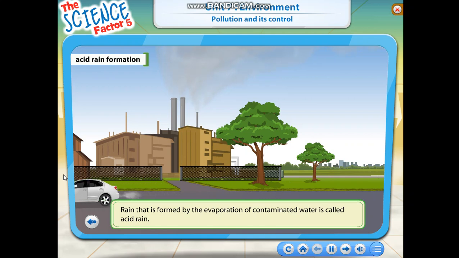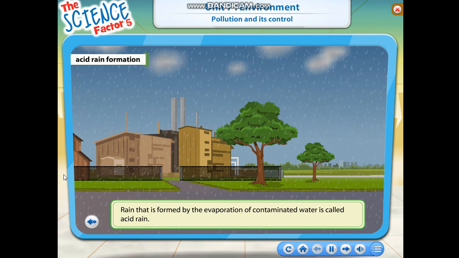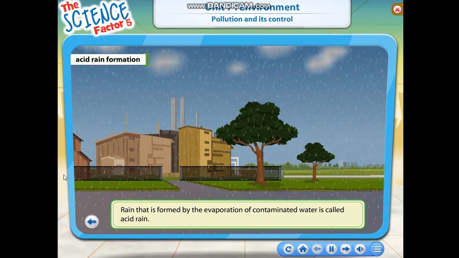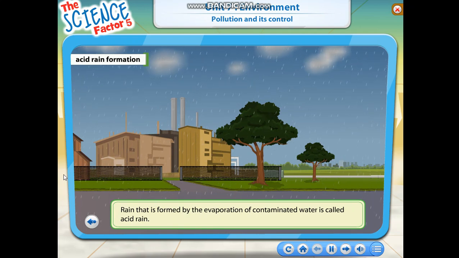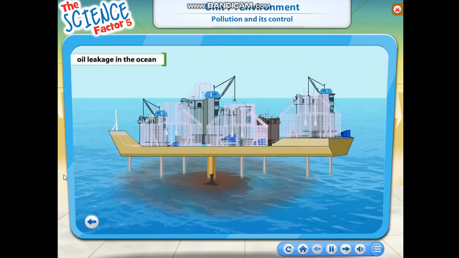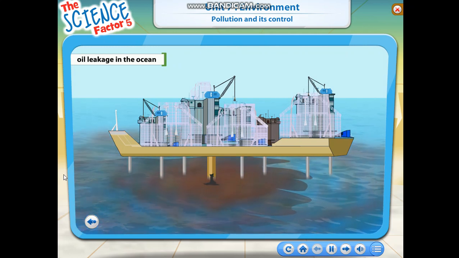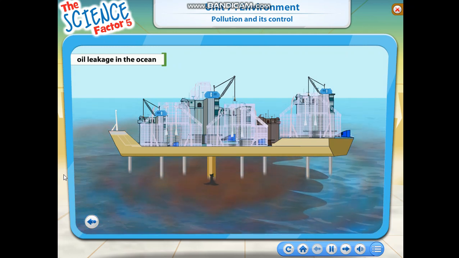When contaminated water evaporates to form clouds, it comes down as rain containing chemicals. This type of rain is called acid rain. Acid rain is very harmful for crops and buildings. Accidental leaks of crude oil in oceans can contaminate the water. It in turn can cause serious damage to sea creatures and also humans who eat fish.